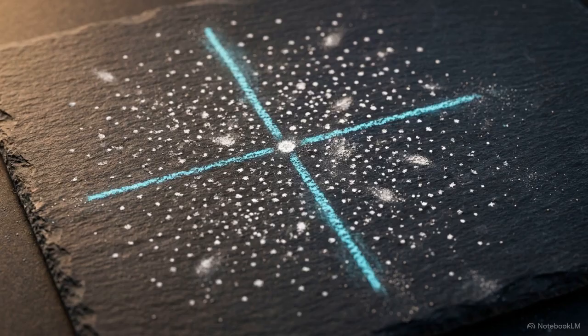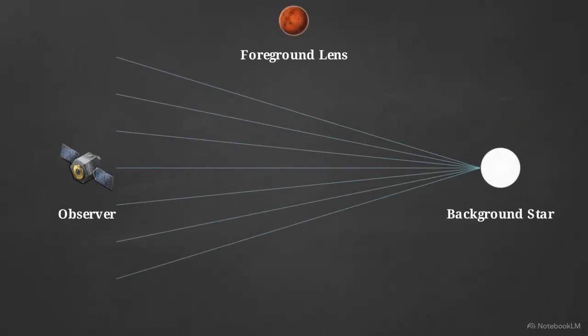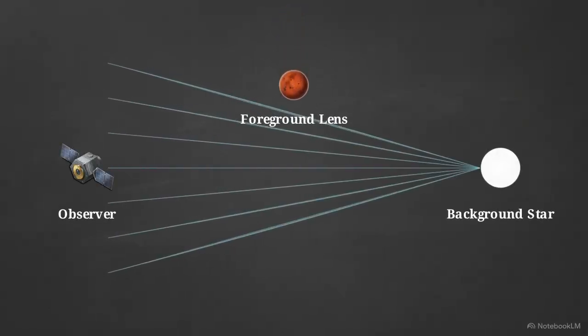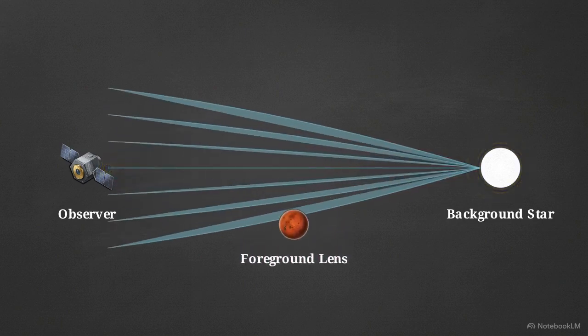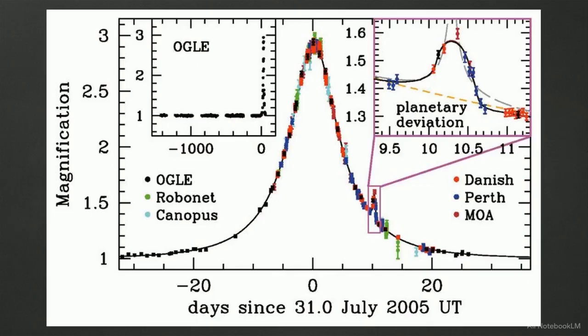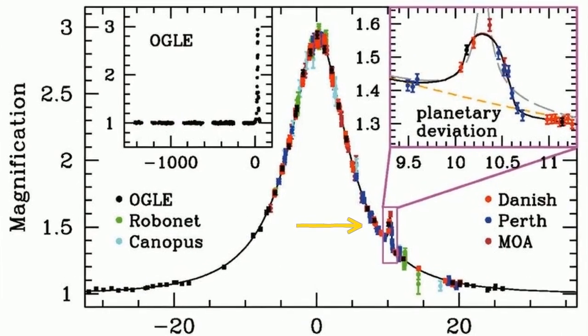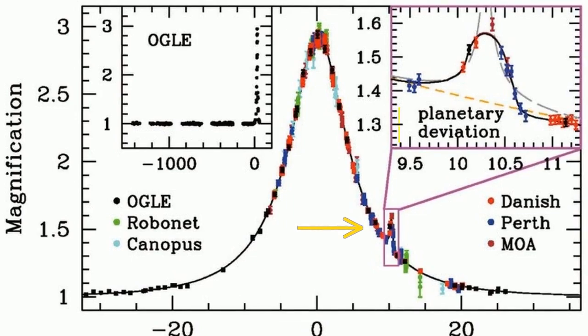The mechanism relies on a chance alignment. When a foreground star passes precisely between Earth and a distant background star, the foreground star's gravity bends and amplifies the background light. This plot captures data from event OGLE-2005-BLG-390. Over several weeks, the background star's brightness symmetrically peaks and falls. However, superimposed on the right side is a secondary spike. That brief deviation indicates the presence of a planet.